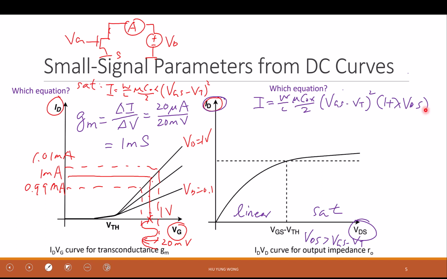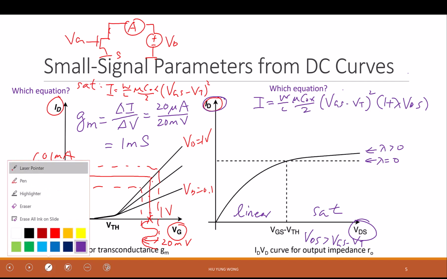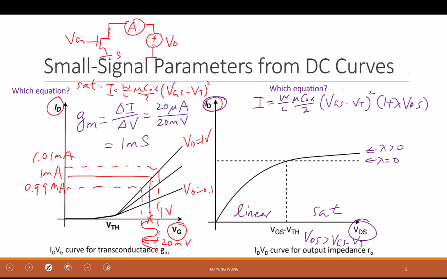Right? So here is when lambda equals 0, and here is lambda larger than 0. Again, you can just solve this equation for any input, but that is not what we want. We want to find out what is the effective output resistance. So we are going to do this, like what we did before. For example, we bias it at this voltage.